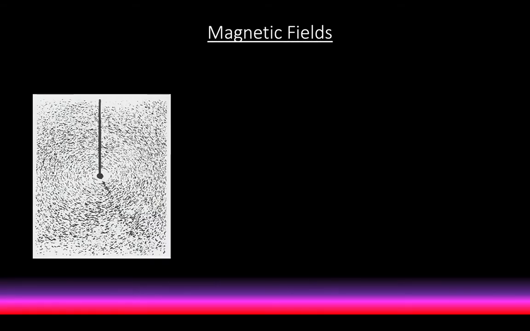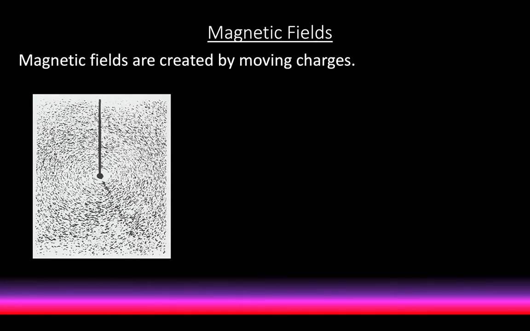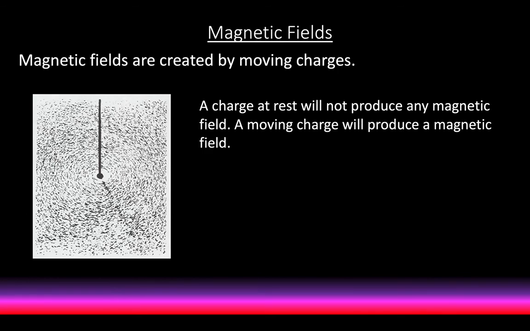So, what is a magnetic field? Well, magnetic fields, as I said, are created by moving charges. A charge at rest, like I said, will create an electric field, but that charge will not create a magnetic field. A charge that is moving will create a magnetic field. And an example of moving charge is electric current flowing through a wire.